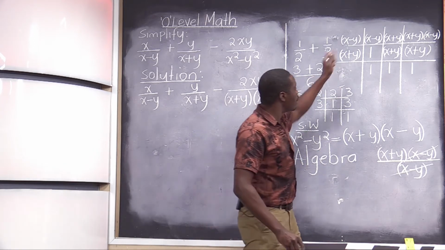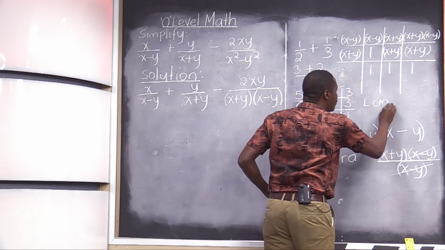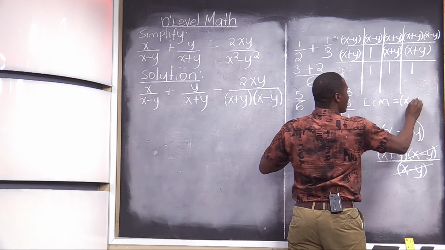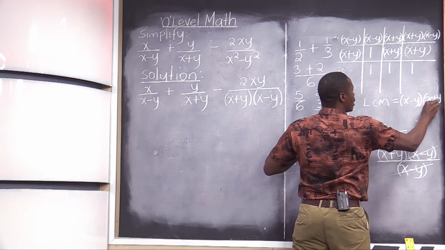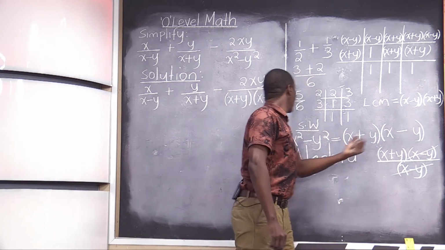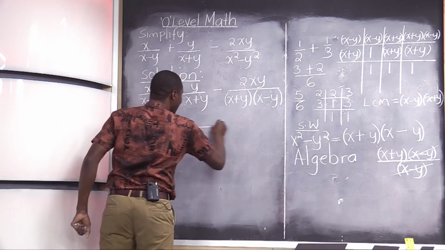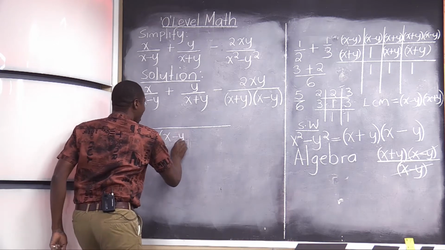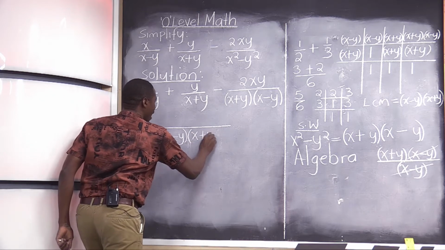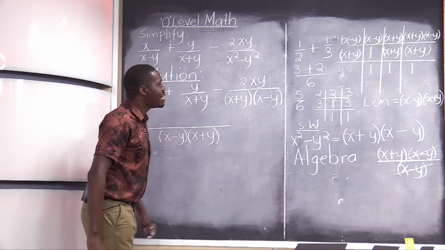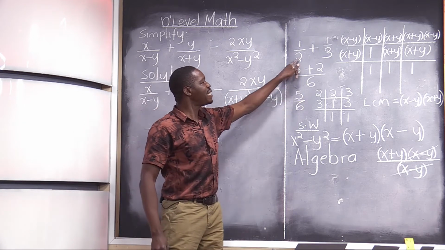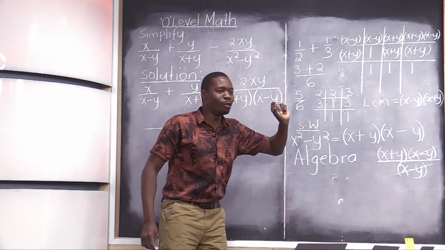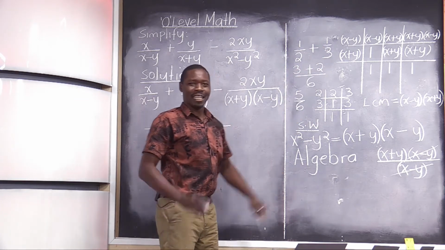Now, what is our LCM? Our LCM is simply multiplying these two brackets. That is x minus y times x plus y. That is our LCM. We copy this. Come on, place it here. Mr. Examiner, sir, we're almost reaching home. LCM is x minus y into x plus y. Very good. Now we are going to divide, the same way we did it there: 6 divided by 2, 3; 3 times 1, 3. 6 divided by 3, 2; 2 times 1, 2. That is what we are going to do.